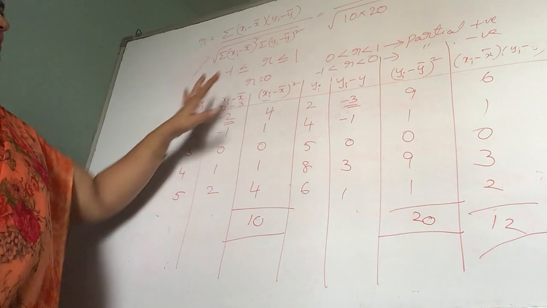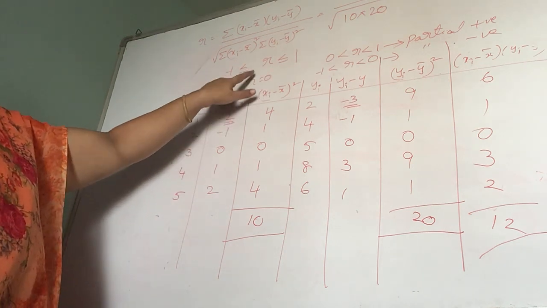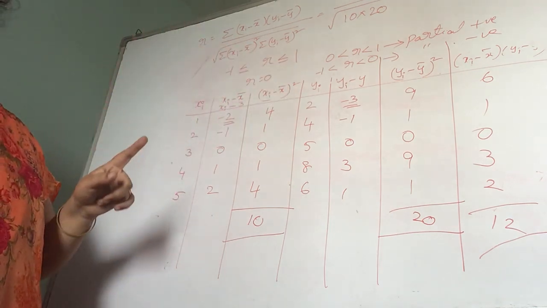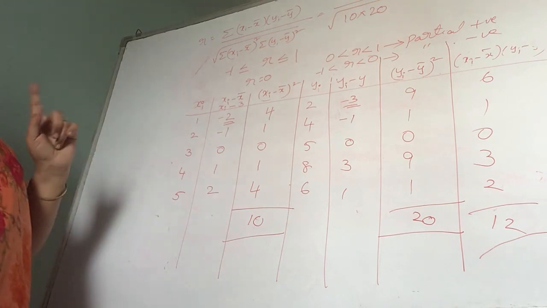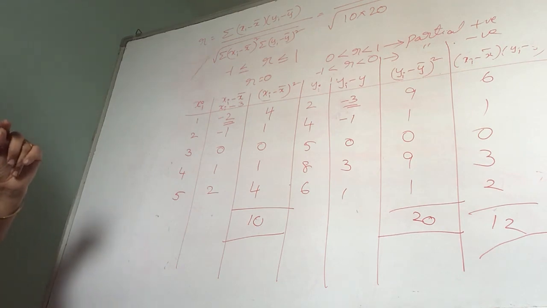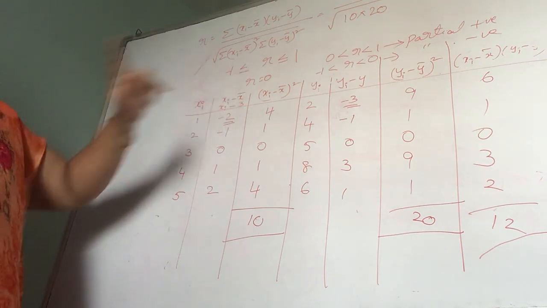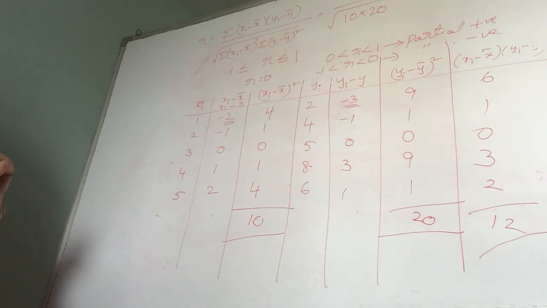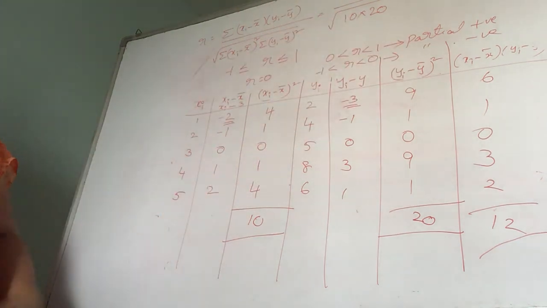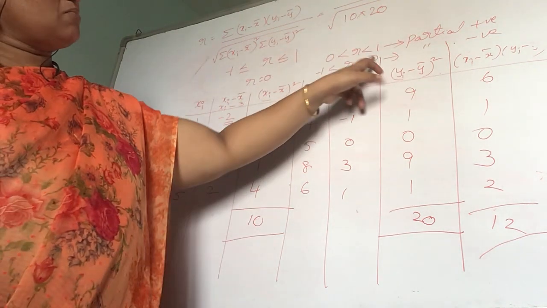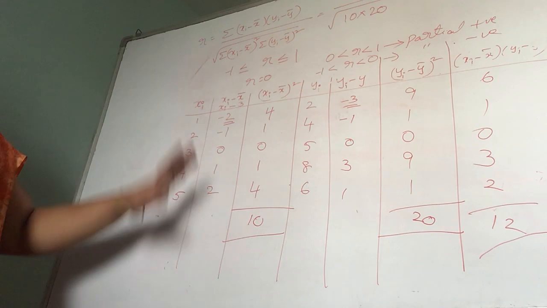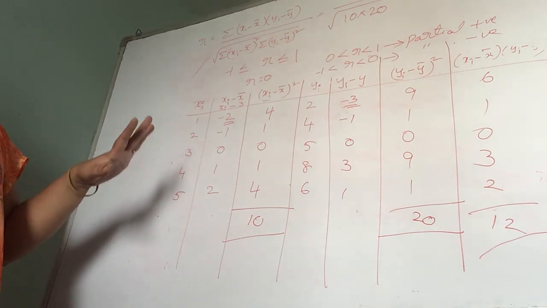Okay. These are the properties of the coefficient of correlation. r always lies between -1 and +1. If r is equal to 1, there is a perfect positive correlation between the variables. If r is equal to -1, there is a perfect negative correlation. If r is equal to 0, there is no relationship between the variables. If r lies between 0 and 1, there is a partial positive correlation. If r lies between -1 and 0, there is a partial negative correlation. This is about the coefficient of correlation.